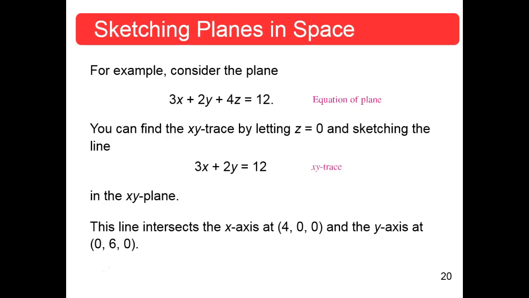Okay? That line intersects the x-axis. Okay? Now how do you know that is a line? That's a line in the xy plane. Where does that intersect the x-axis? Well, where it intersects the x-axis, y's got to be 0, right? And 3x is equal to 12, so x is going to be 4. So it intersects the x-axis at 4, 0, 0. Where does it intersect the y-axis? x has got to be 0, y is equal to 6, so it's going to be at 0, 6, 0.